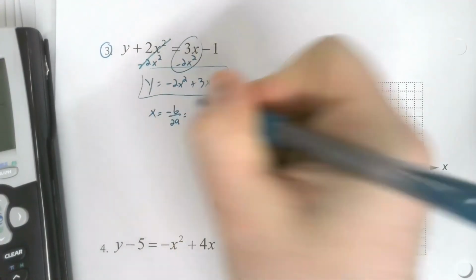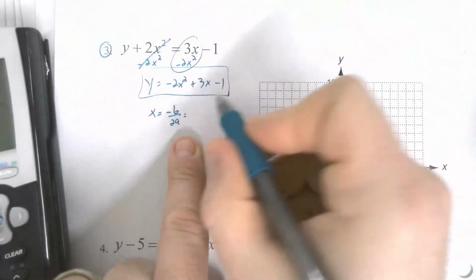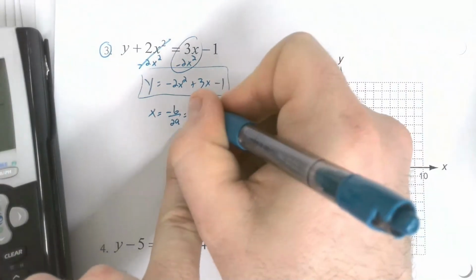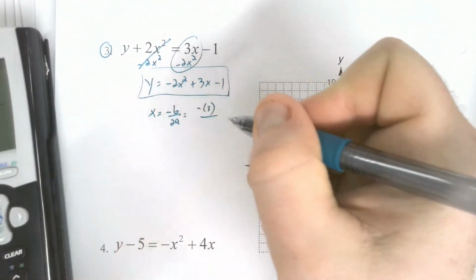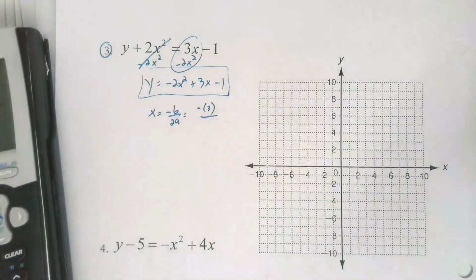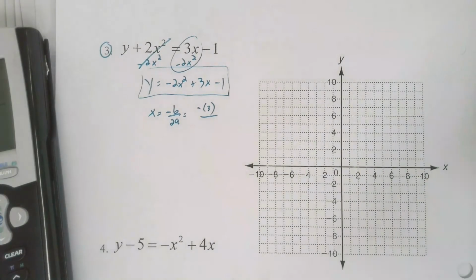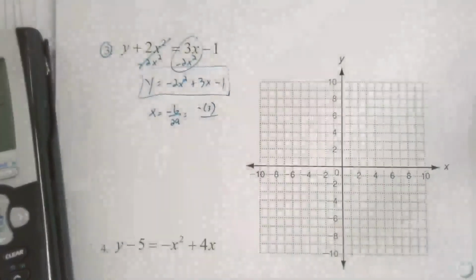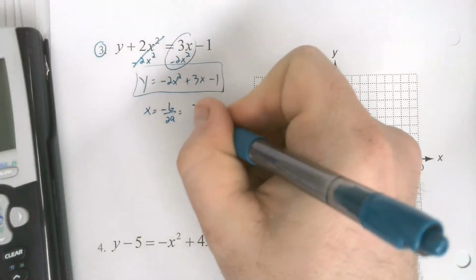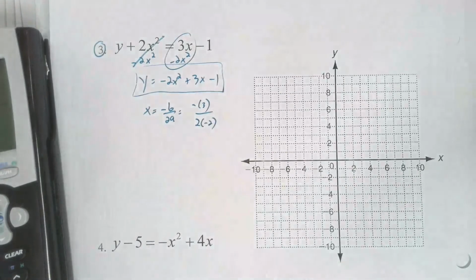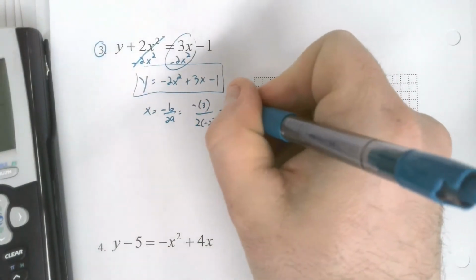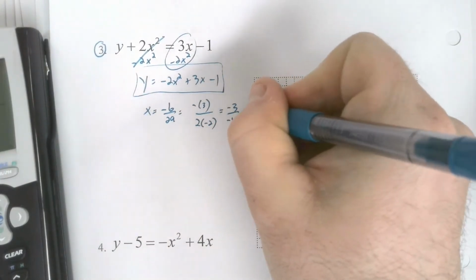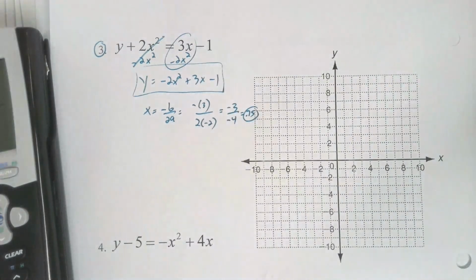Negative b over 2a. So what's the negative b value, guys? So it'd be negative what? Yep, so negative 3. Negative 3 goes on the top. Okay, and then on the bottom, what goes on the bottom? 2 times negative 2. So notice you're really going to get negative 3 over negative 4, which is 0.75. So if you use the formula, you'll know where it's at for sure.